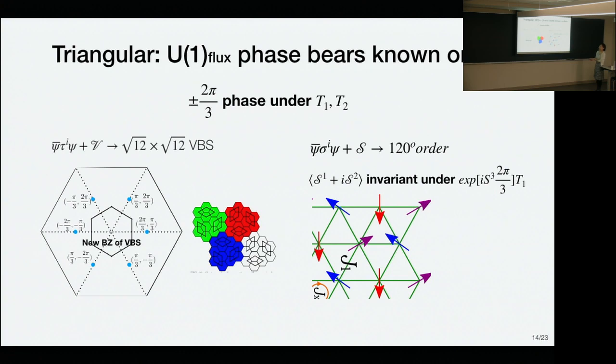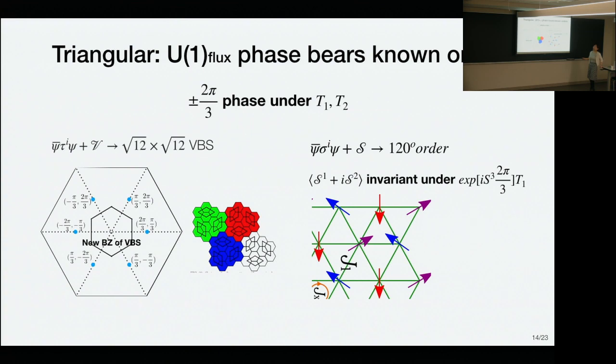And a more non-trivial case is for the VBS order. So we know that this valley triplet monopoles has momentum by these 6 blue points marked in the Brillouin zone.